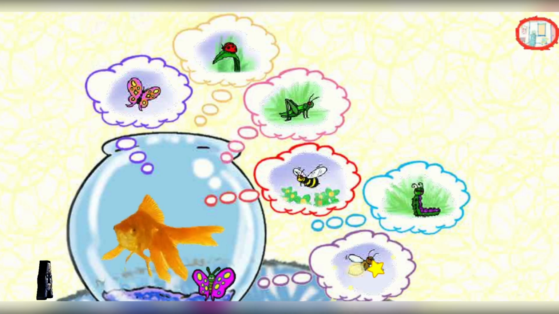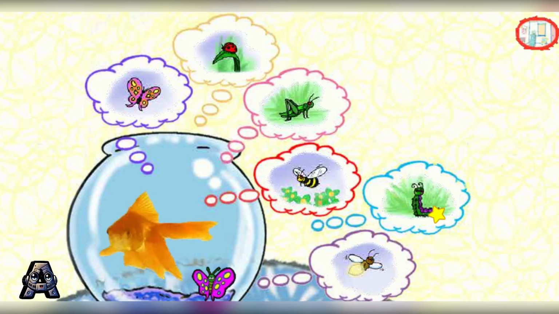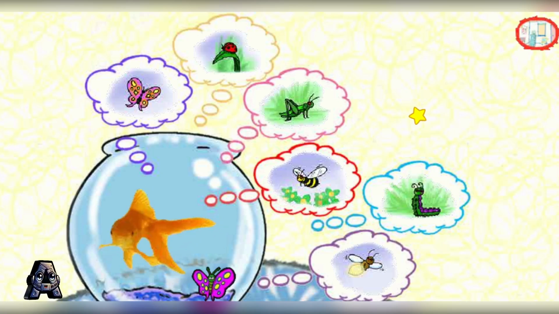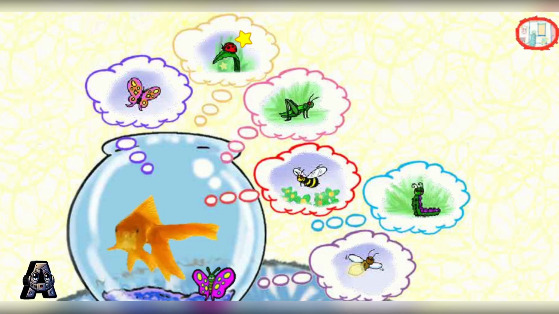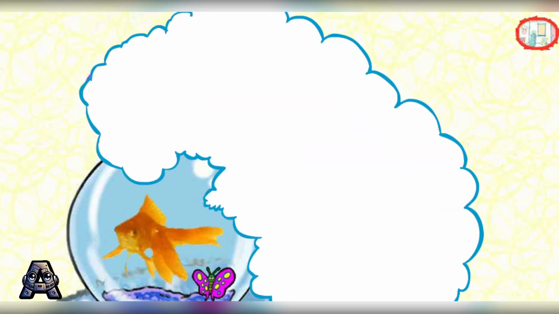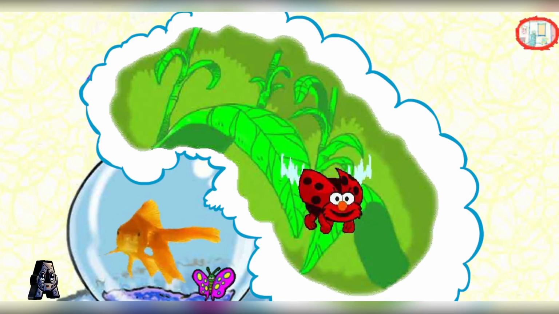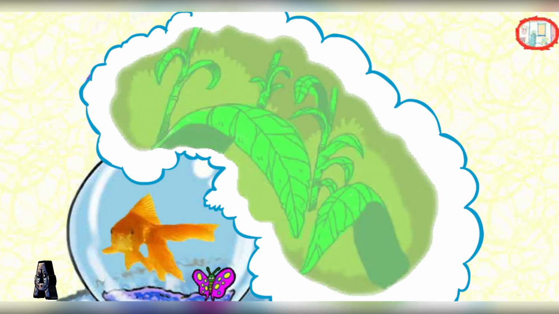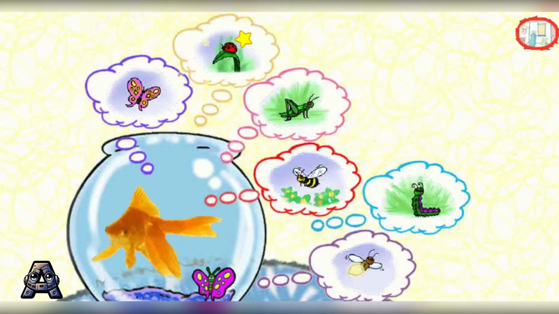Oh, that looks like a firefly to Elmo. Elmo's not sure, but he thinks that's a caterpillar. Elmo knows that bug. She's a ladybug. That was an Elmo ladybug, wasn't it, Dorothy?